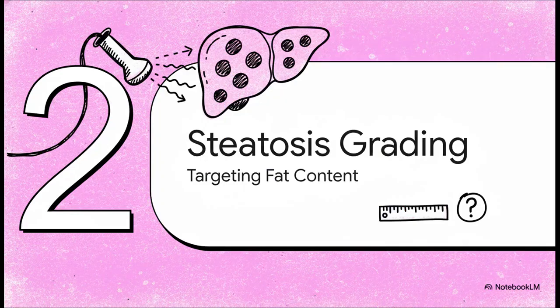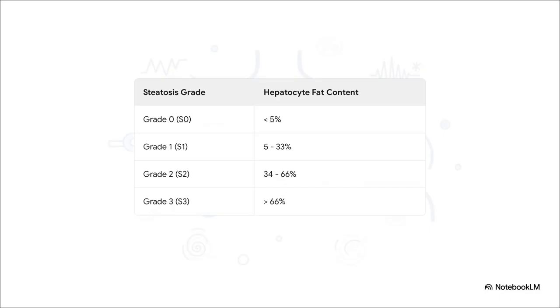Moving to Section 2, steatosis grading criteria, where we target the exact fat content. Take a look at how the Brunt criteria break down our target. This is super important. Hitting these specific thresholds matters immensely for how you manage your patients. Grade 0, or S0, means normal, so less than 5% of hepatocytes contain fat. Grade 1 is mild steatosis, from 5 up to 33%. Grade 2 is moderate, spanning 34 to 66%. And Grade 3 is severe, representing over 66% fat infiltration.